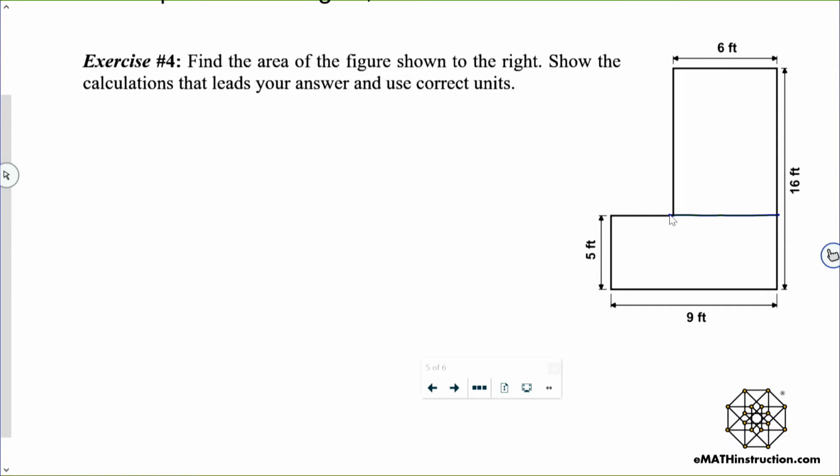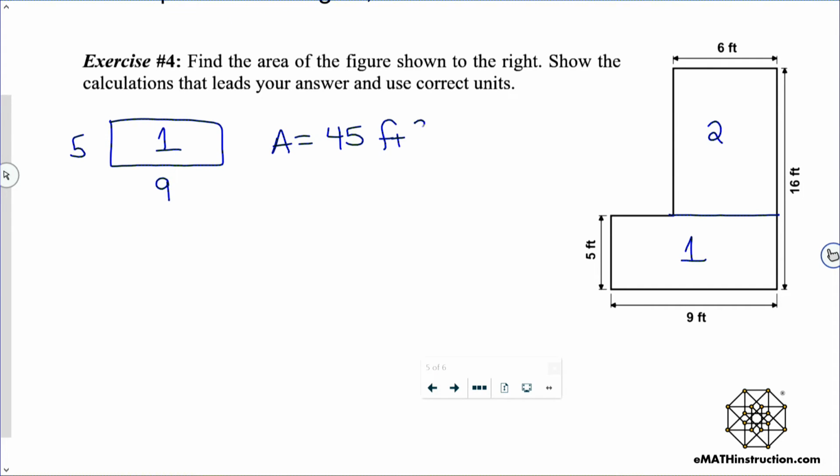Now, what does that mean? It means we have a rectangle on the bottom that has a measurement of 5 feet by 9 feet. Let me call that rectangle 1 and rectangle 2. So rectangle 1 is this rectangle that's just 5 feet by 9 feet. That's rectangle 1, and it would have an area of 45 square feet.